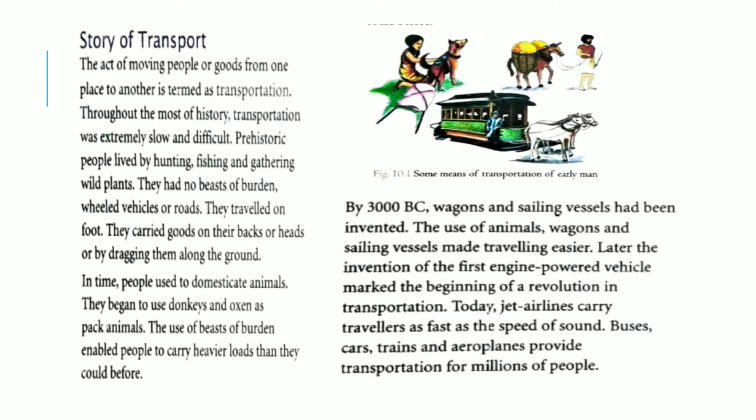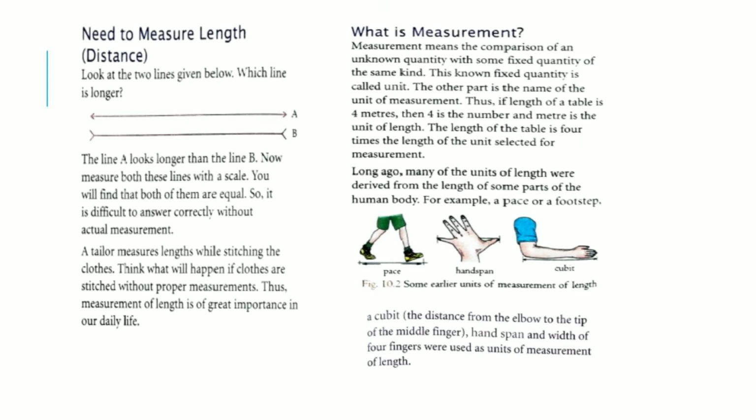In time, people learned to domesticate animals. They began to use donkeys and oxen as pack animals. The use of beasts of burden enabled people to carry heavier loads than they could before.